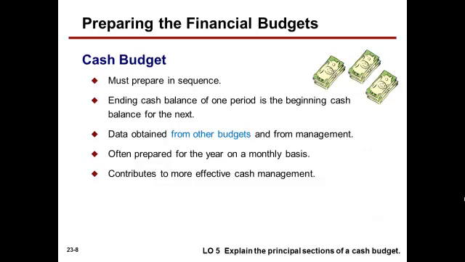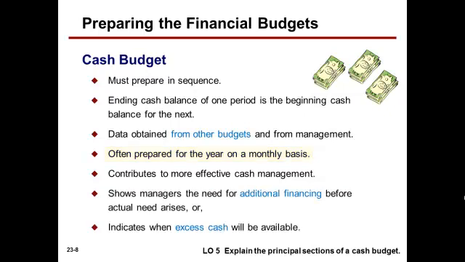The cash budget must be prepared in sequence. The ending cash balance of one period is the beginning cash balance for the next. Data is obtained from other budgets, such as the operating budget, and management's expectation as to the timings of cash flows. They're often prepared on a monthly or quarterly basis. It does contribute to a more effective cash management. It shows managers the need for additional financing before the actual need arises, or indicates if excess cash will be available.